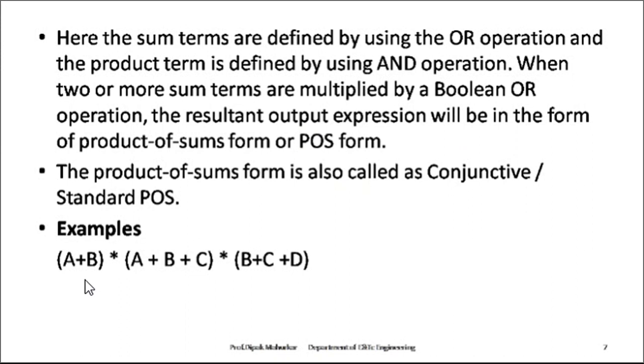See, these are the examples. A plus B, here is the OR operation. If you compare this example with your SOP, here instead of plus there is the AND operation. In SOP it was A into B; here it is the reverse, means AND is replaced with the OR operation and OR replaced with the AND operation. Here is the plus, and here is the ANDing operation defined by the symbol asterisk, means multiplication. Then A plus B plus C into again B plus C plus D. Here into means AND operation, plus means OR operation.